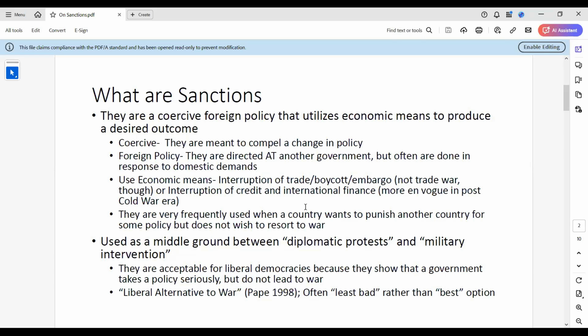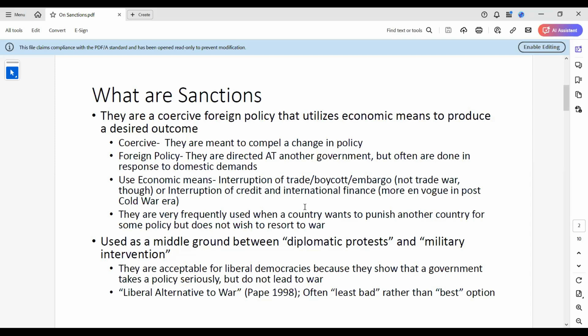Or interruption of credit and international finance, which are called economic sanctions. So you have trade sanctions and economic sanctions. The economic sanctions are way more in vogue, especially after the Cold War, where the United States is considered the major or hegemonic economic player in the world finance markets. Lots of people utilize dollars. Lots of people try to get money from places like the IMF. And so if the U.S. is able to put pressure through those institutions, our lending institutions or our international financial institutions, to get those countries to do what we want them to do, those are considered economic sanctions.